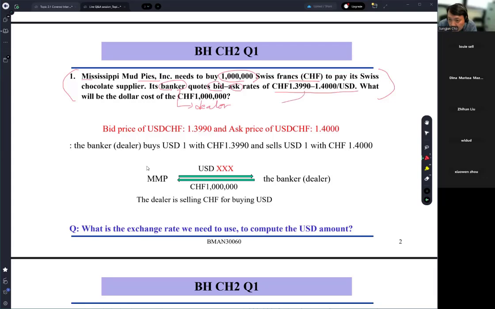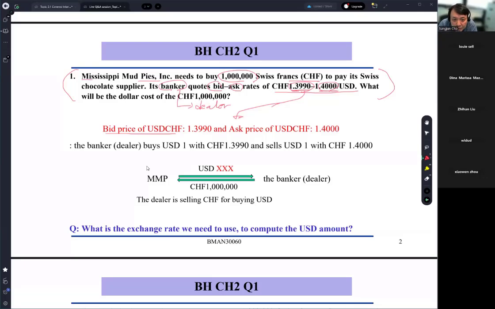Now how do we interpret this symbol? The first one here, this is the bid rate. This one is the ask rate. So bid price of USD CHF. Why am I calling this USD CHF? Because USD is in the denominator, CHF is in the numerator. First three letters in the denominator, last three letters in the numerator. Bid price of USD CHF is this one. Ask price of USD CHF is this one.